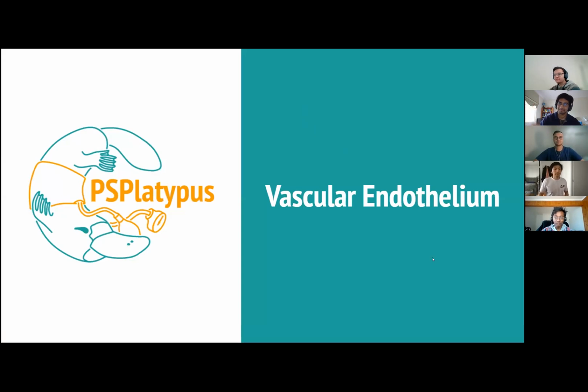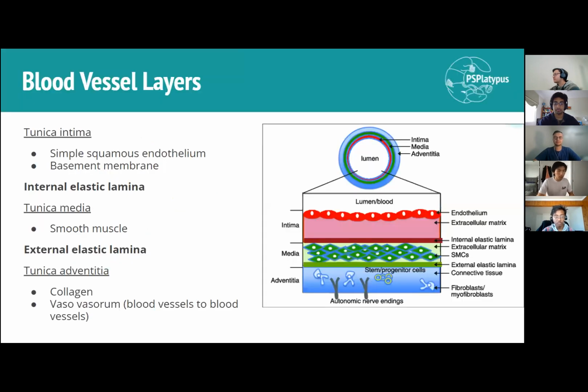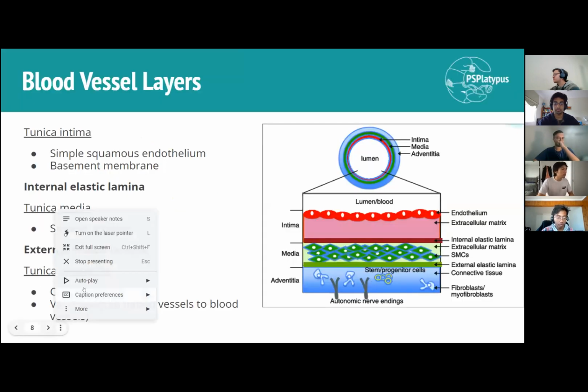Okay, cool. So we're going to talk about the vascular endothelium. What that is really just the layers surrounding the blood vessels, and how some of that can release substances that cause vasoconstriction and vasodilation.